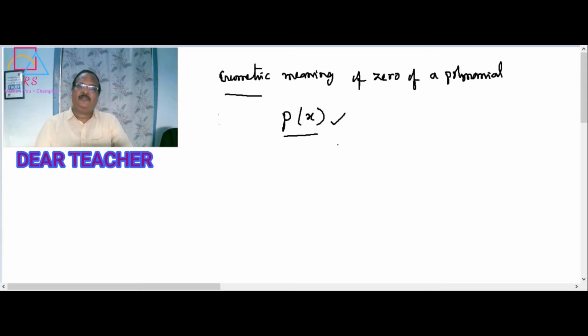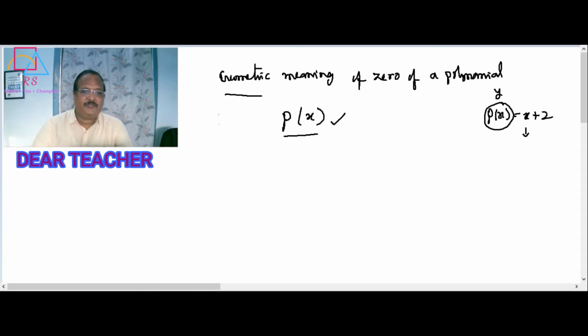Very simple. If you want to draw the graph in a coordinate plane, you need two coordinates, x coordinate and y coordinate. Suppose p(x) is equal to, for example, x plus 2. Let us say this is y and this is x. Give x values and you will find y values. (x, y) is the coordinate. Put the coordinates in the graph sheet and join them using freehand. So you will be getting a graph.